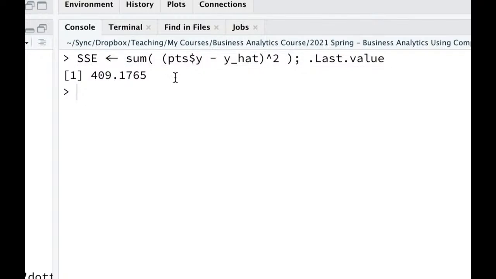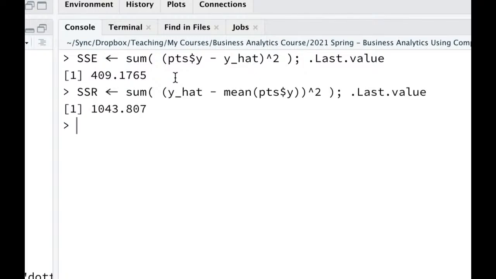But that's my SSE. Any questions on how we're computing that? It's a variability, which is basically a measure of dispersion. But in this case, we're looking at the fitted values and how far they are from the actual values. That's our error variability. Okay. Our regression variability is the fitted values from the average value of Y, that distance squared and summed.